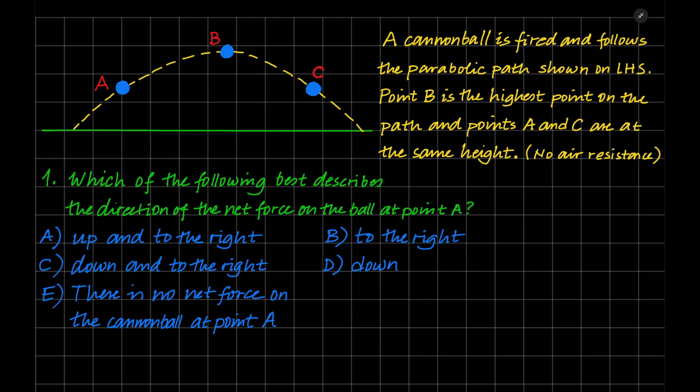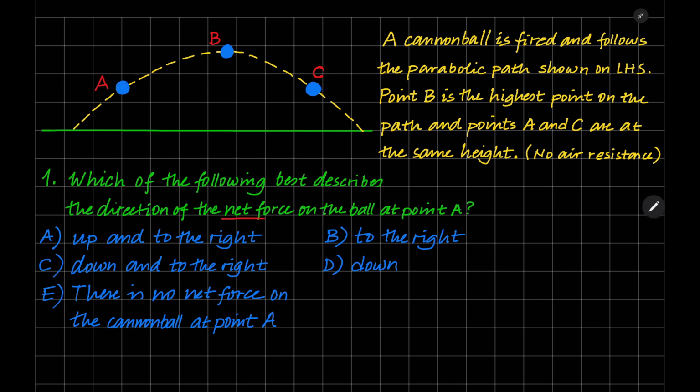and we are going to solve some multiple choice questions. The question says a cannonball is fired and follows the parabolic path shown on left hand side. Point B is the highest point on the path and points A and C are at the same height. No air resistance. The first question says, which of the following best describes the direction of the net force on the ball at point A?